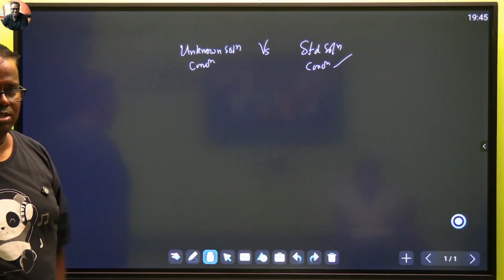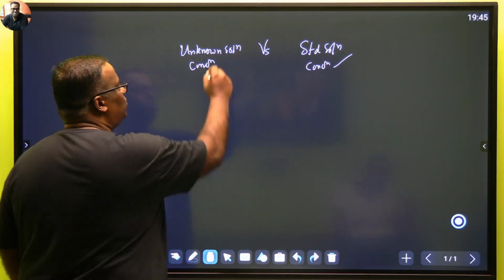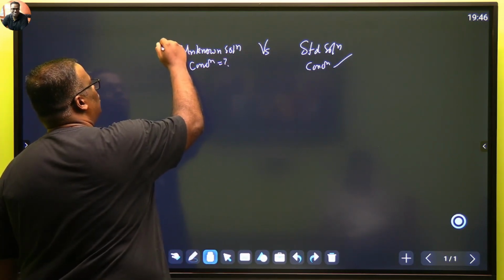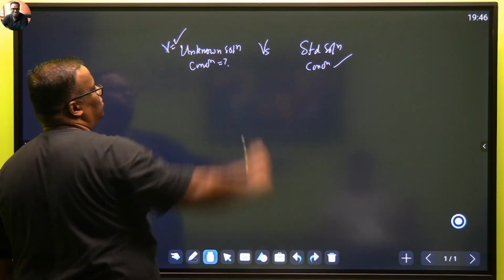And we have to neutralize. We have to find out the concentration. Finally, we have to comment on the concentration of this. And we will get to know how much volume reacted. What volume reacted, that will be given to us.